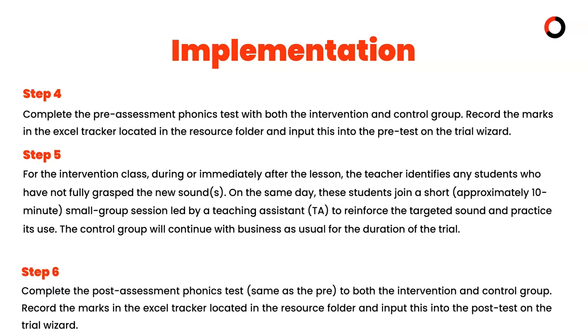Step 6. Complete the post-assessment phonics test, same as the pre, to both the intervention and the control group. Record the marks in the Excel tracker located in the resource folder and input the post-test data on the trial wizard. If you then complete the process evaluation and click Analyze your results, it will generate an impact report which will show you how this intervention has worked in your school. If it is promising, then you can open it up to the control group.